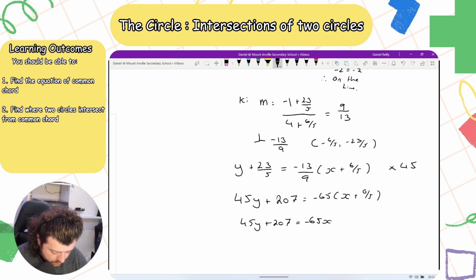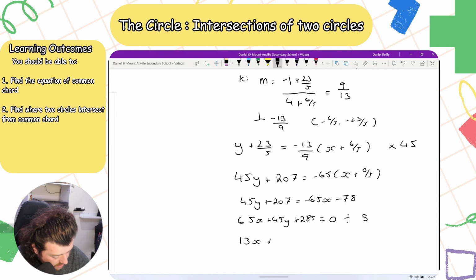Then minus 78, bring everything over to one side. So 65x plus 45y, 207 plus 78, sorry, 285. 285, I think I can divide across by 15. Actually, can I divide across by 15? No, I cannot divide across by 15. I can divide across by 5, however, which is going to be 13x plus 9y, and 285 divided by 5 is 57, equals 0.